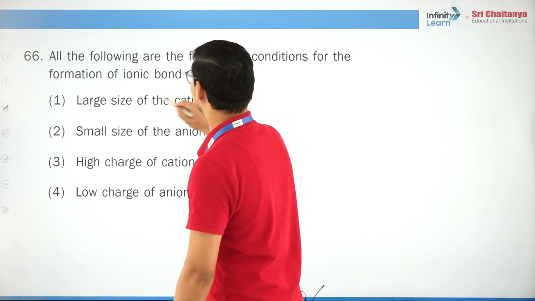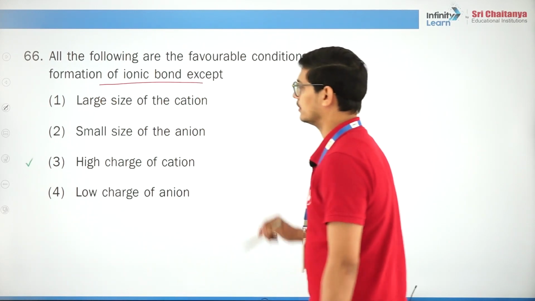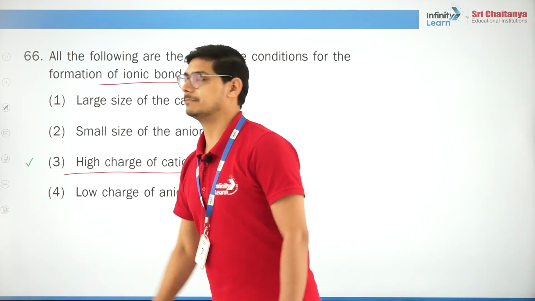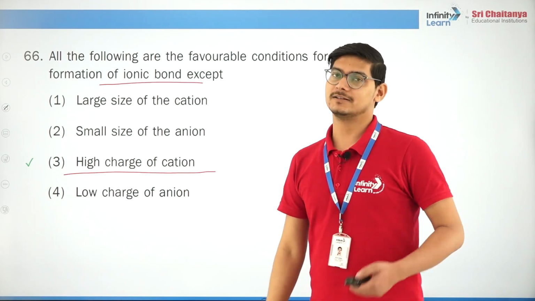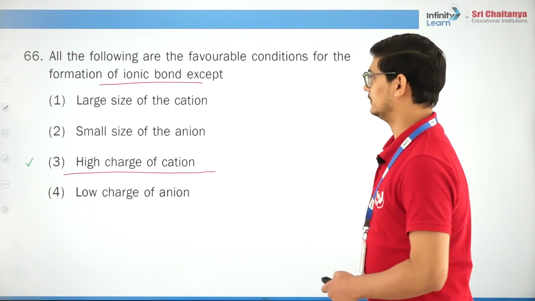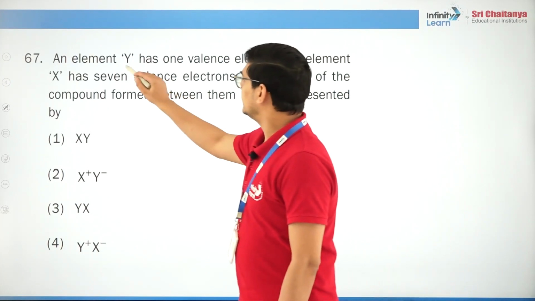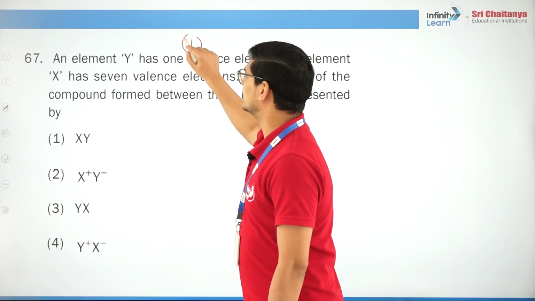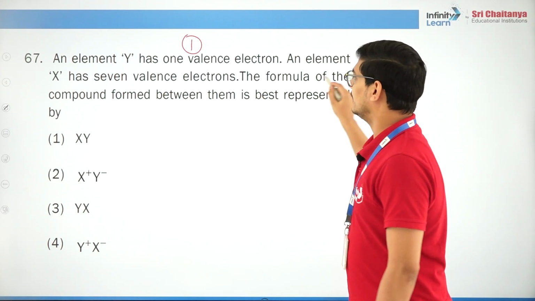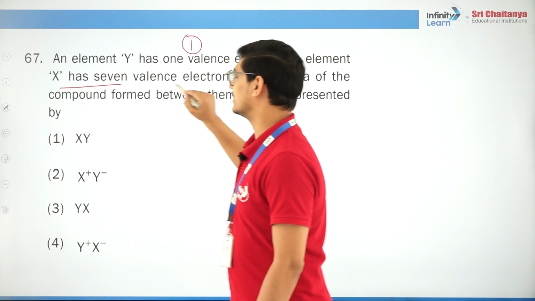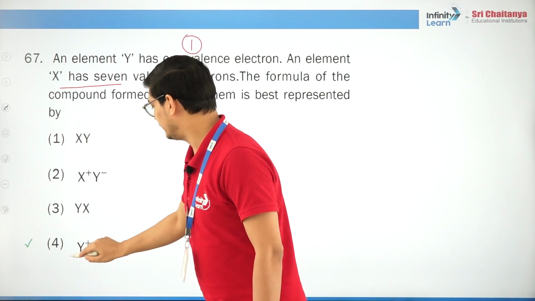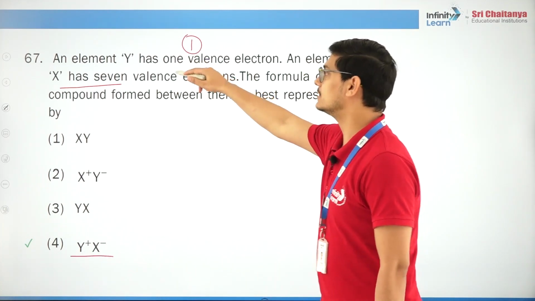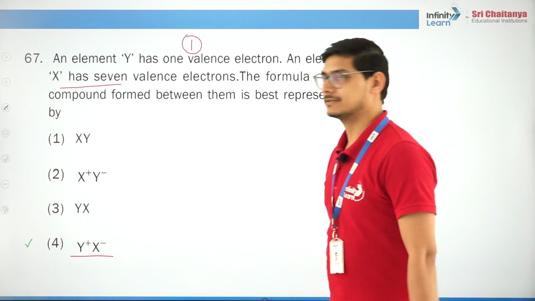What is not a favorable condition for the formation of ionic bond? Obviously high charge of cation, because if the cation has high charge, its polarizing power will also be high, resulting in less ionic character. An element Y has 1 valence electron, obviously it is going to lose that electron, and another element has 7 valence electrons, it will gain that electron. Okay, so the formula of the compound will be Y plus and X minus, because Y will lose and become Y plus, and X will gain and become X minus. Clear?